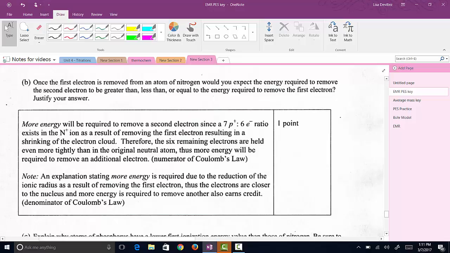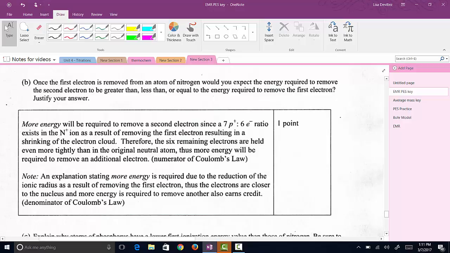And the other one would be that you could also say, again based on Coulomb's law, that when you remove an electron, the radius gets smaller. And so Coulomb's law says the closer the charges are together, here the charges are the electron and the nucleus, the higher the attractive force is, which means your ionization energy would be higher because it's more energy to remove it. So either one of those explanations would earn you the point.